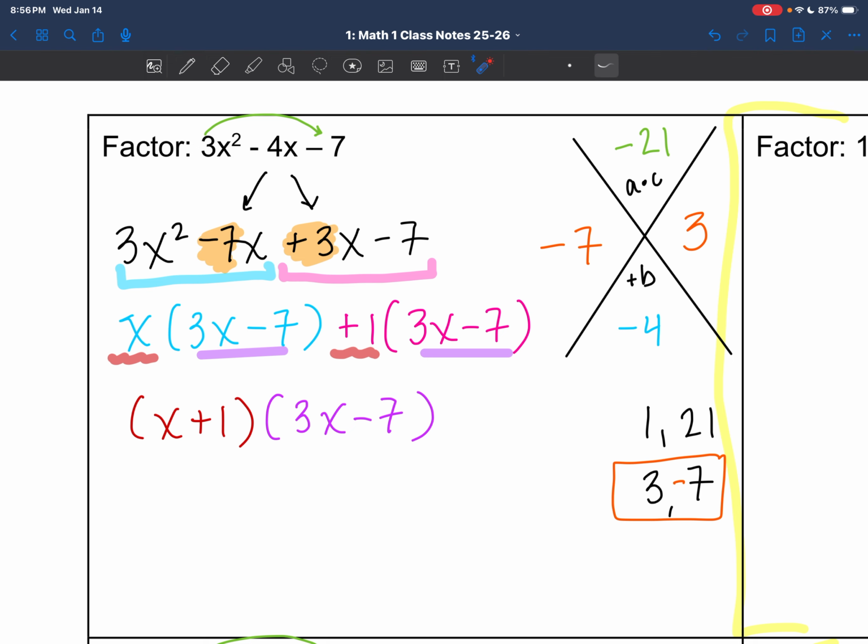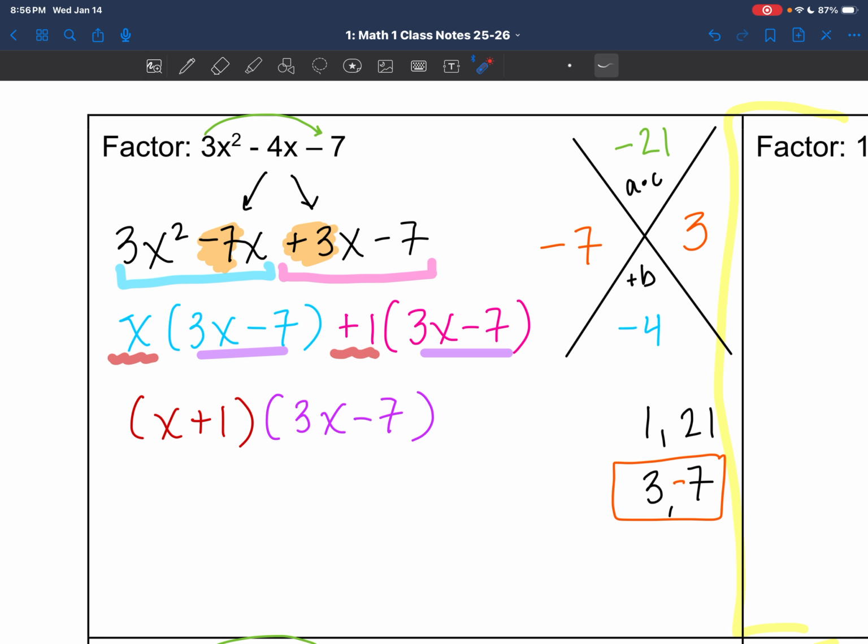And again, it doesn't matter what order you put it in. I could put 3 here and -7 here. But we picked -7, and we picked +3. They multiply to give you -21, and then they add to give you -4. So let's take our middle term and break that apart into -7x and +3x. Now we can group.